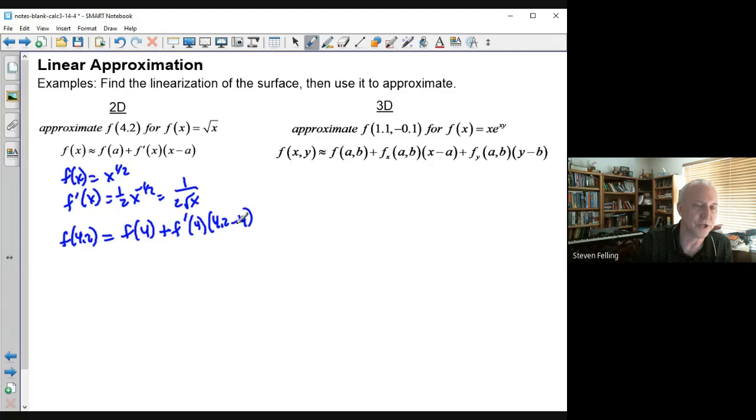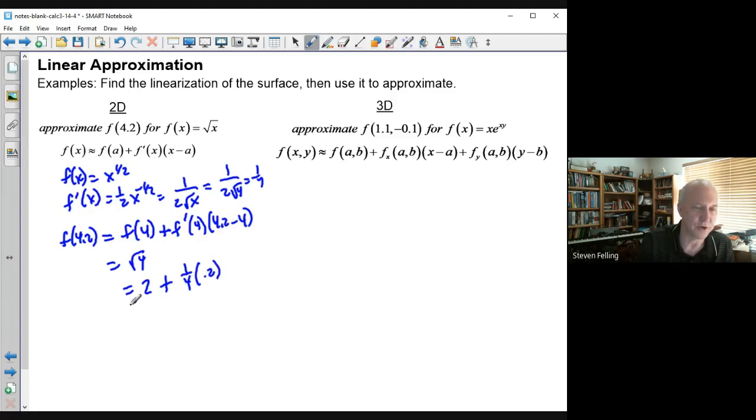So this is the little change in x. This is the derivative, so this gives me a little adjustment to the y value at the point. And it's easy to evaluate this. The square root of 4 is 2. Then the derivative we would have to evaluate. Now that's a little harder. If I evaluate this at 4, well, not that bad. It's 1 over 2 times the square root of 4, which is 2, so 1 over 4. The derivative is 1/4 at that value. And then 4.2 minus 4 is 0.2.